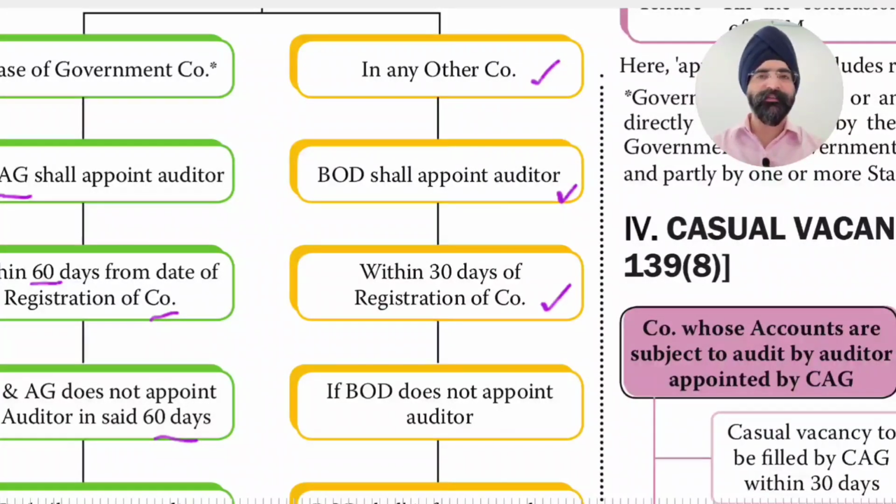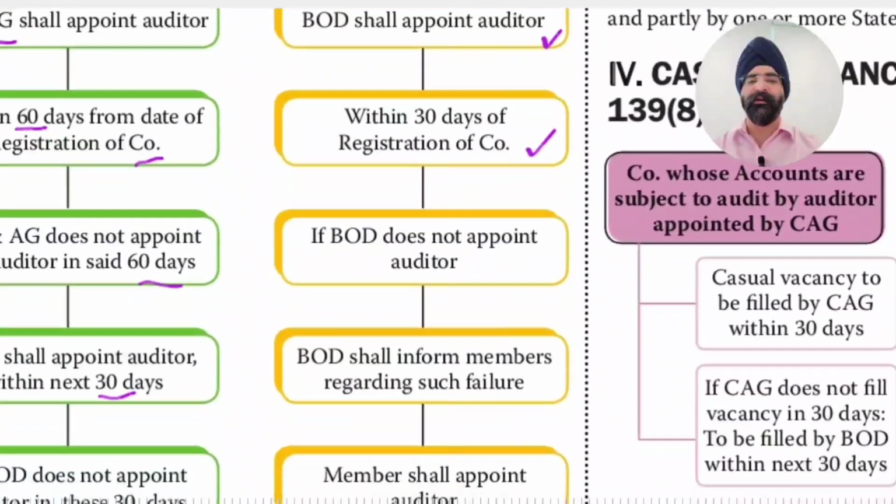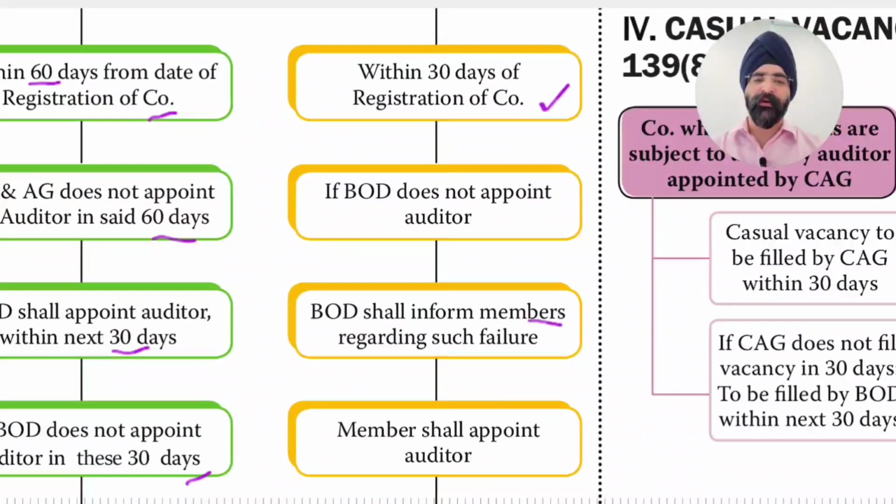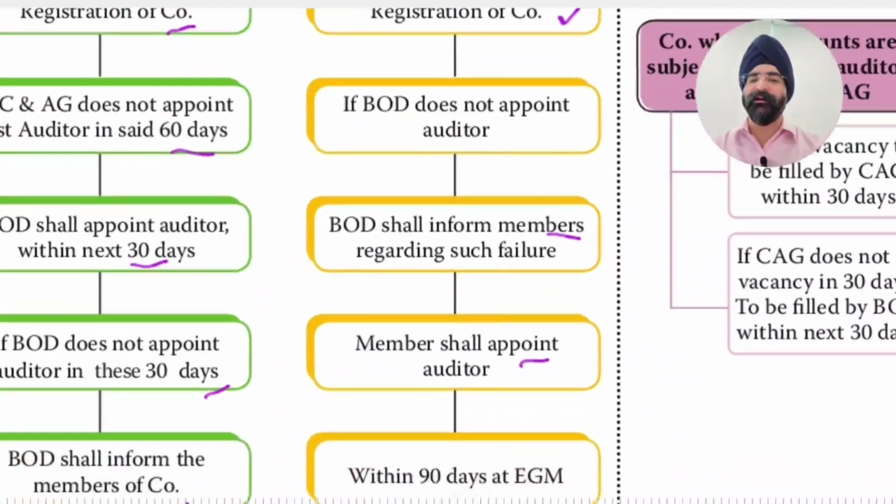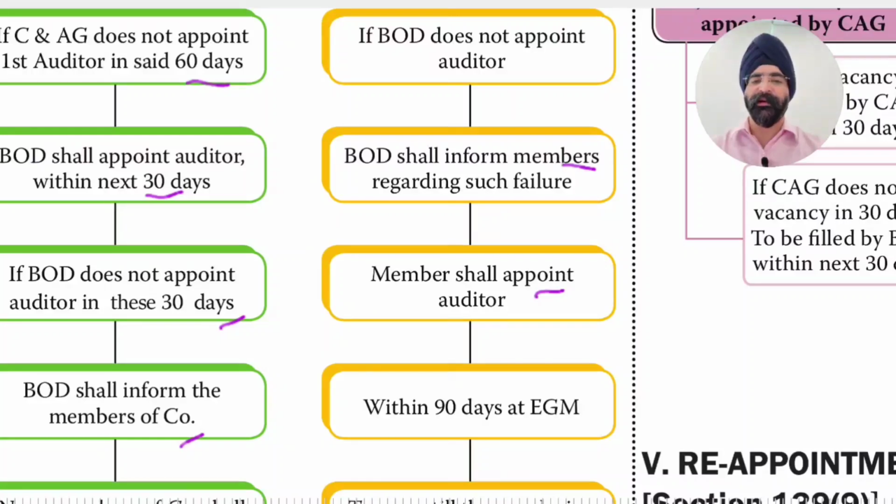Within 30 days of registration of a company, the statutory auditor, the first auditors of the company, are to be appointed. If the board does not appoint the auditor, the board shall inform members regarding such failure, and the members, that is shareholders, shall appoint the statutory auditor, the first auditor, within the next 90 days at an extraordinary general meeting.